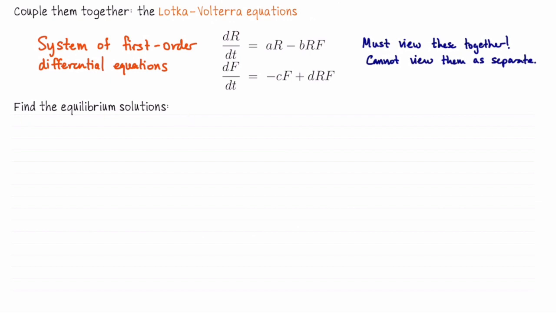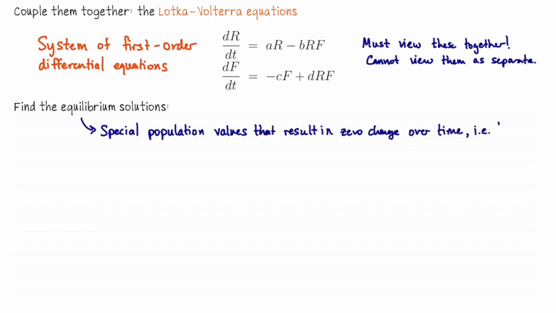However, we can try to find special values of r and f which never change over time. So if we can find particular values for the rabbit population and the fox population so that when both are simultaneously plugged into these equations, the derivatives both equal 0, then we would say the rabbit population will never change, the fox population will never change, so the rabbits won't change because the foxes aren't changing, and the foxes won't change because the rabbits aren't changing. Nothing is changing. So these are special population values that result in no change over time. In other words, both derivatives are always 0.